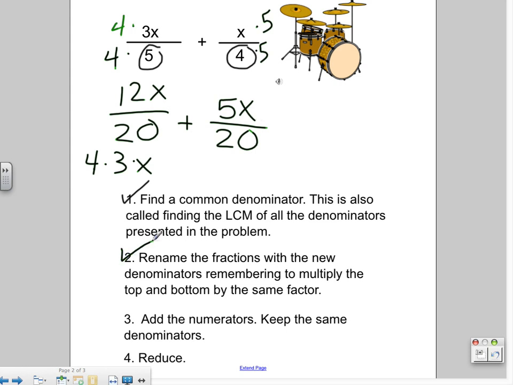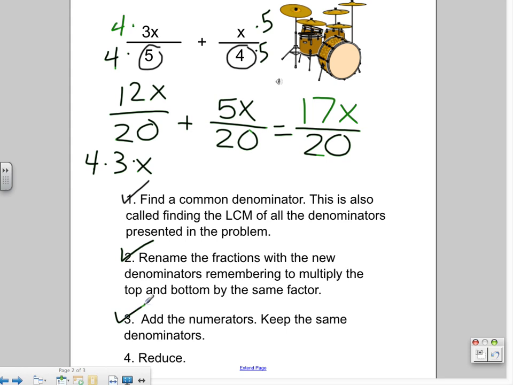And I'm on to number 3. Number 3 says add the numerators and keep the same denominator. So I keep the same denominator of 20 and I add the numerators. Can you add 12x plus 5x? Yes, you can. 12x and 5x are like terms. They both have an x in them. So 12x plus 5x is 17x. Sometimes you can't add them, and so you would just write the sum. If it was 12x and 5, you would just write 12x plus 5 over 20.